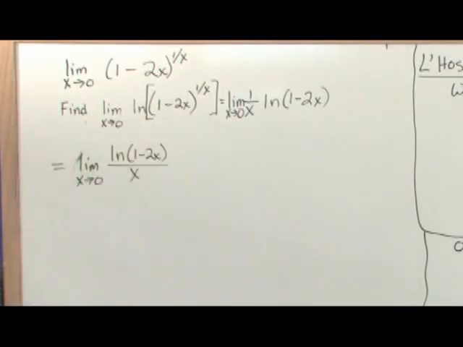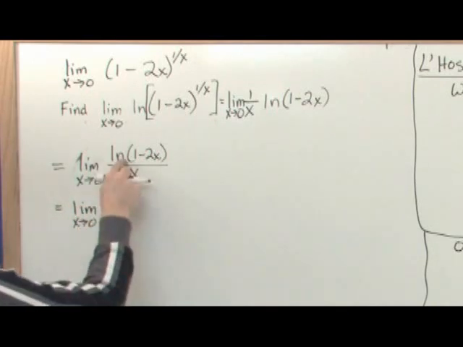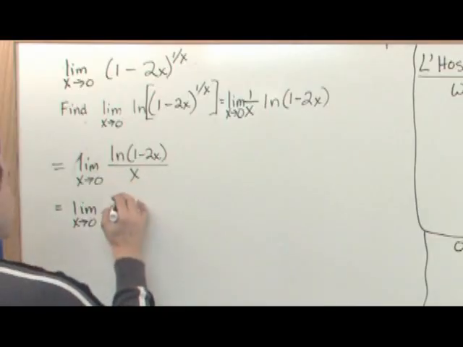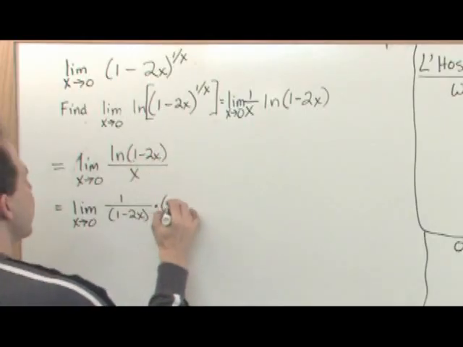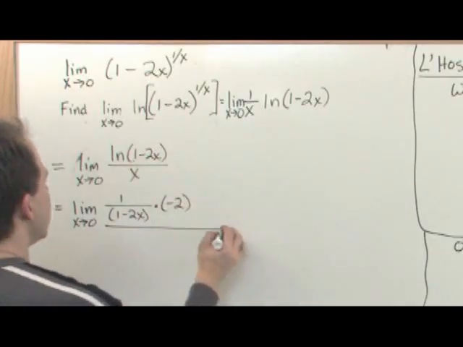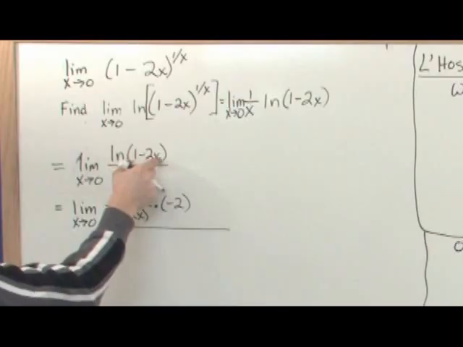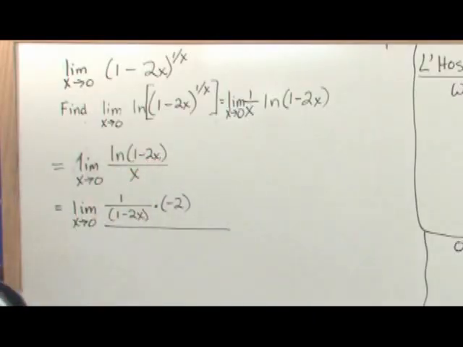Okay, this is what we talked about, beating it into shape. So let's take the derivative of the top. The limit, as x goes to 0, derivative of the top, derivative of the natural log is going to be 1 over 1 minus 2x times the derivative of the inside, which is negative 2. Okay, so we take 1 over the argument, that's our derivative, times derivative of the inside, which is negative 2. Derivative of the bottom is just 1.